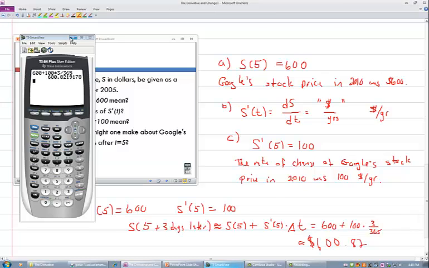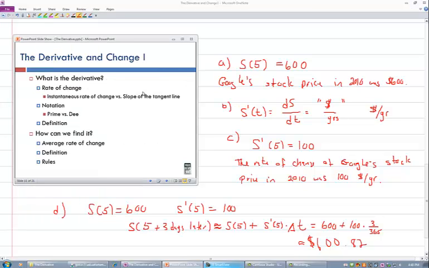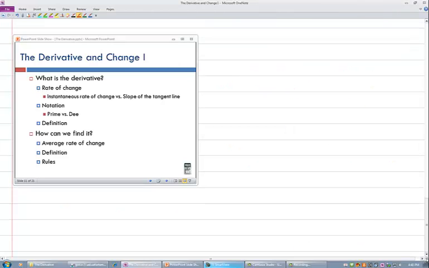So hopefully you feel comfortable a little bit with what the derivative is, in the sense that I say derivative, you say rate of change. The two different types of notation, f prime of x versus df dx. And now we want to talk a little bit about the actual definition of the derivative. All right, so how do we actually define the derivative?